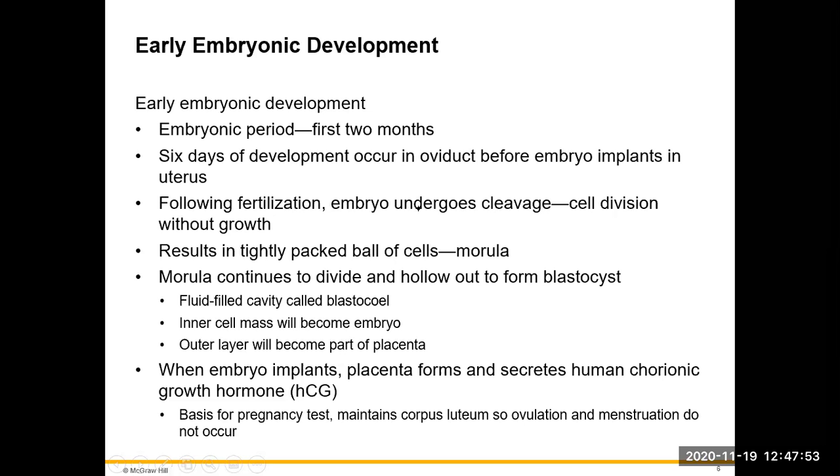Following fertilization, the embryo undergoes cleavage, which is cell division without growth. We're going to see this one in a minute. And this results in tightly packed balls of cells. We're going to see this one in a minute too. We have a picture that clearly explains this too. And the morula continues to divide and hollow out to form a blastocyst.